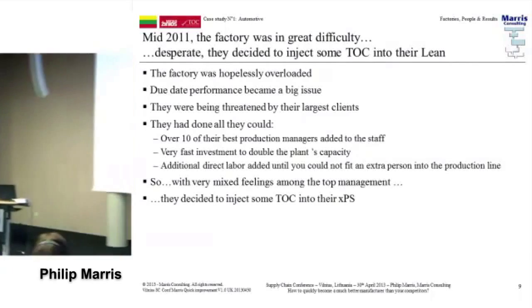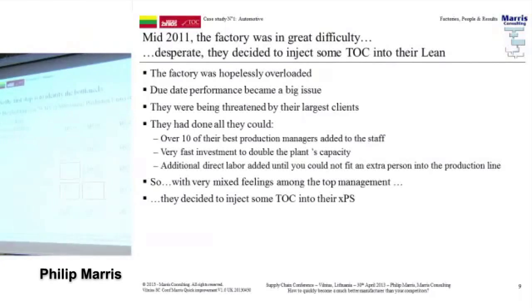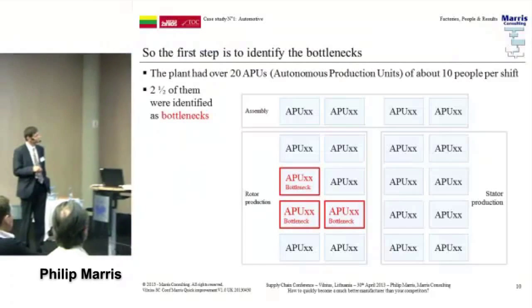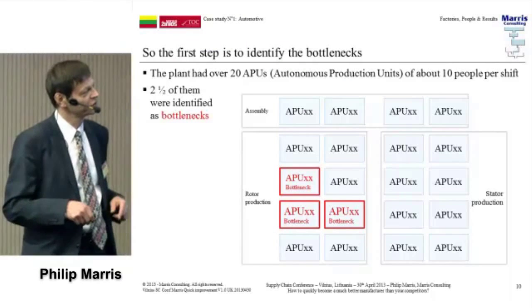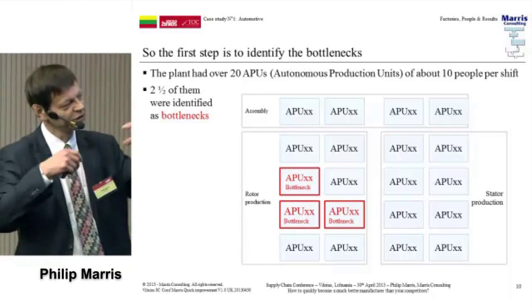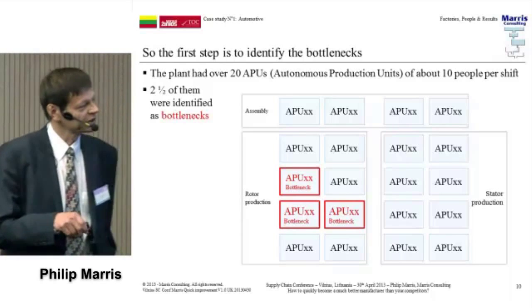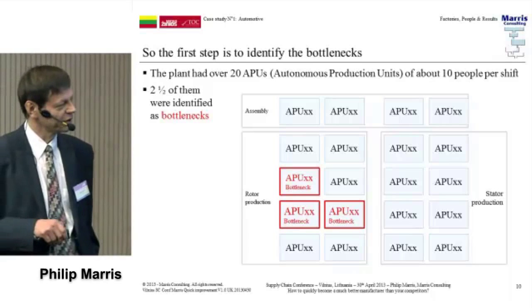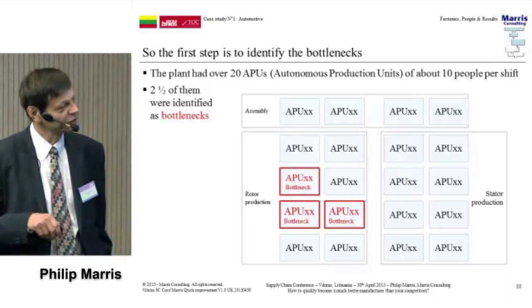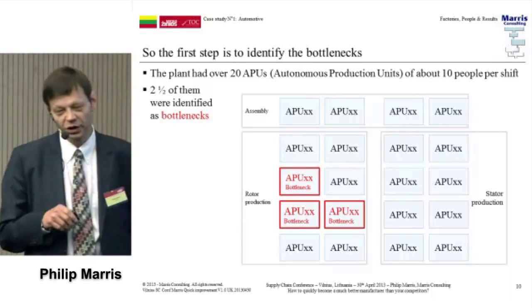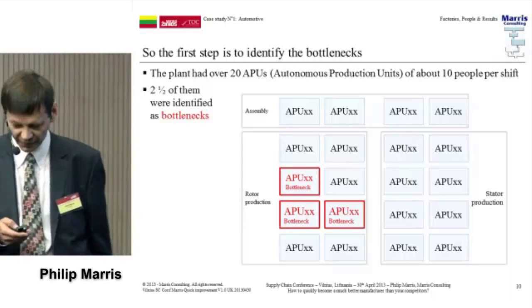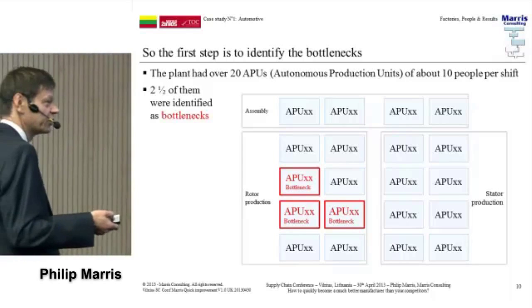The factory was a green site factory, so everything was laid out just like in all the good books. The rotor, the part inside that turns, was produced on one side of the factory. The casing, the box, was produced on the other. And a quick analysis identified that within the 20 different production units, about two and a half of them were bottlenecks. Okay, and I'm going to tell you about this one.